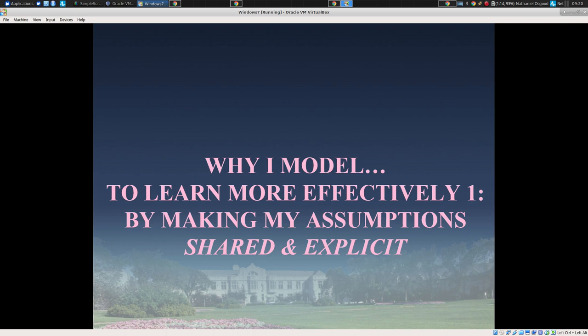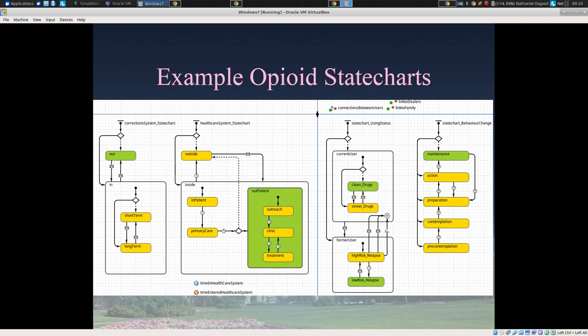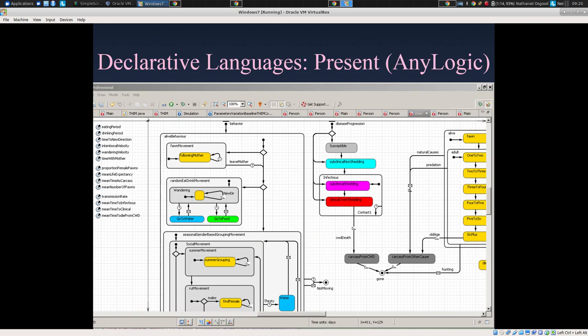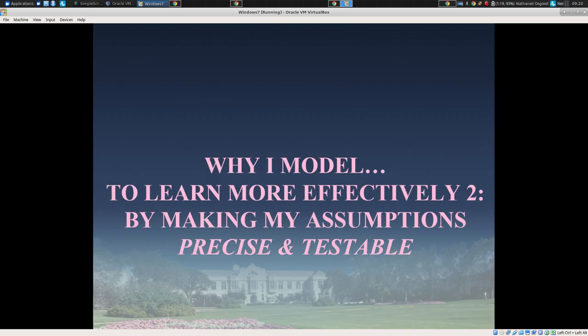I also model to learn more effectively by making assumptions shared and explicit. This is kind of the most basic thing. You can capture with a causal loop diagram, or even a diagram like this from any logic used qualitatively to discuss with stakeholders. We often will build very visual models that we can use with stakeholders to have discussions. And one of the things that I'd be glad to cover, not planned in the event, but which I do hope to cover, concerns ways of representing agent-based models and hybrid models that can be used in participatory processes, much like causal loop diagrams.